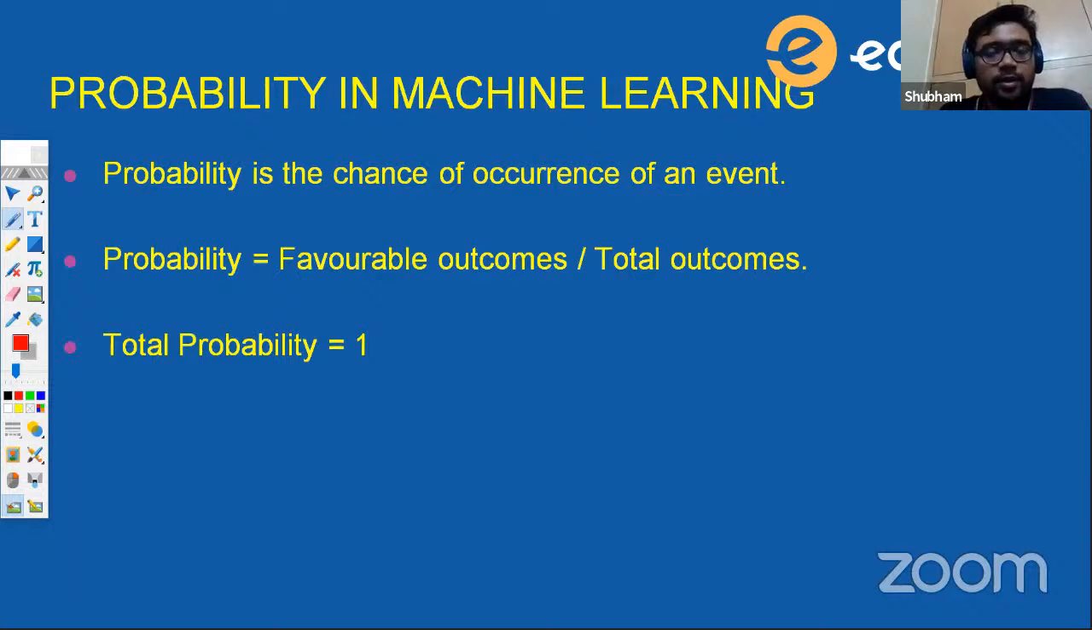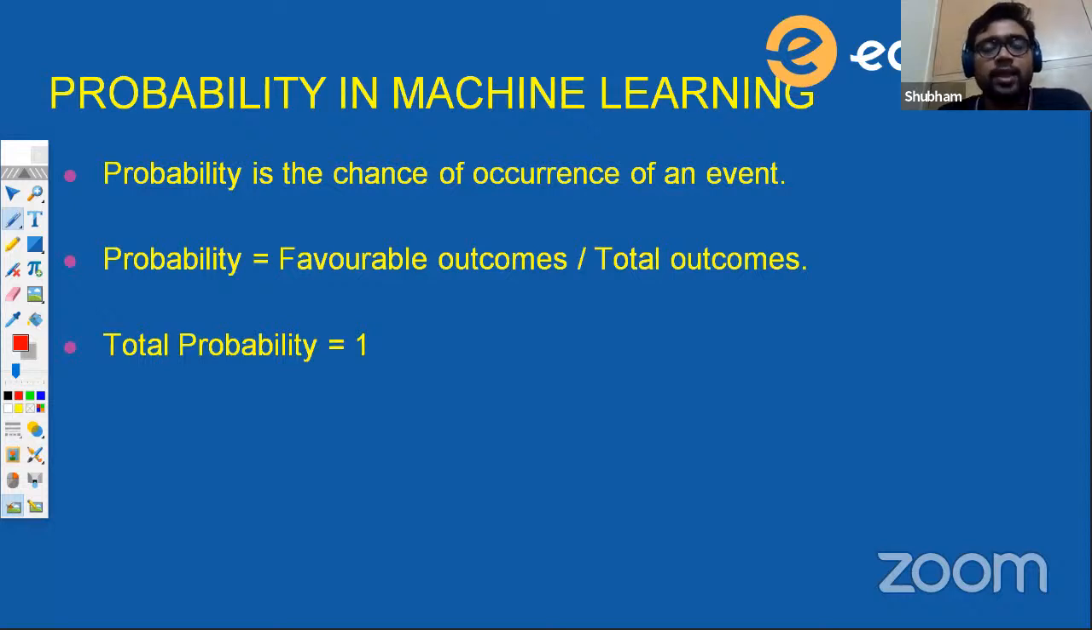Again, there are some chances, no? It depends on the weather. It depends on the historical data. If I toss a coin, what exactly is the probability of getting a head? There is a chance. So probability is all about prediction.